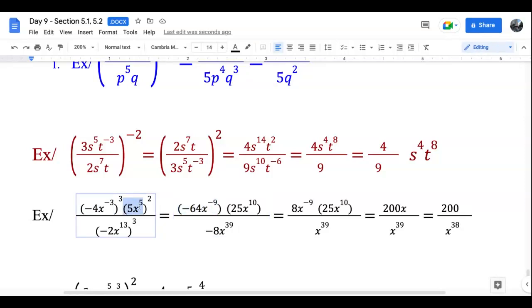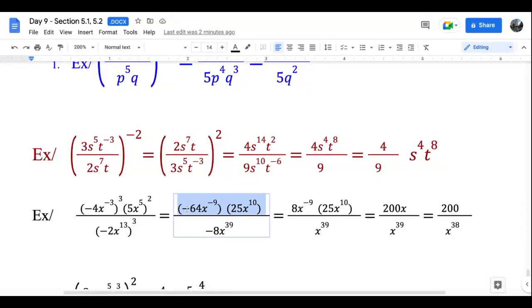And this one, 5x to the 5th power squared. So I have 5 squared, 25, x raised by 5, then squared becomes x to the 10. The denominator, -2, x raised by 13, raised by 3. So -2 raised by 3, that's -8. Then x raised by 13, then raised by 3 again. 13 times 3, 39. So denominator is -8, x raised by 39.